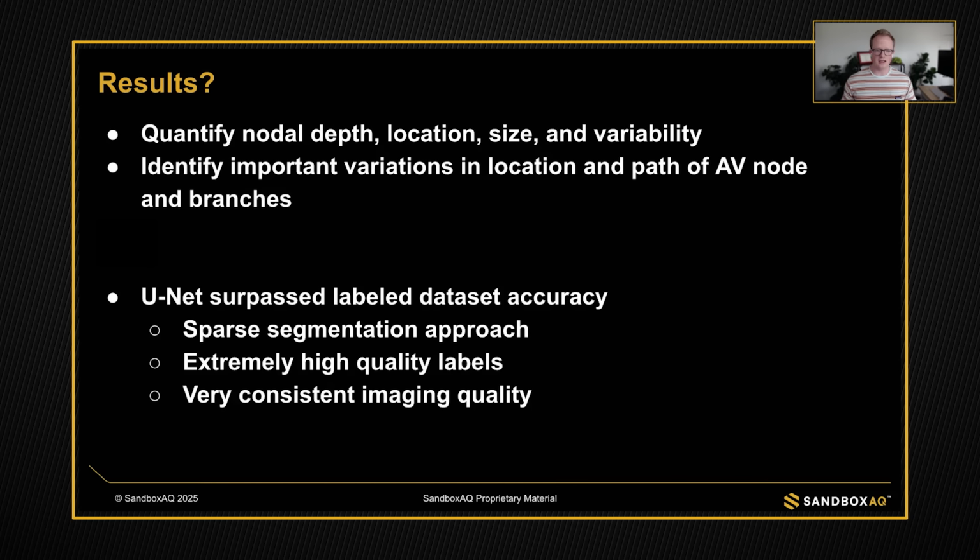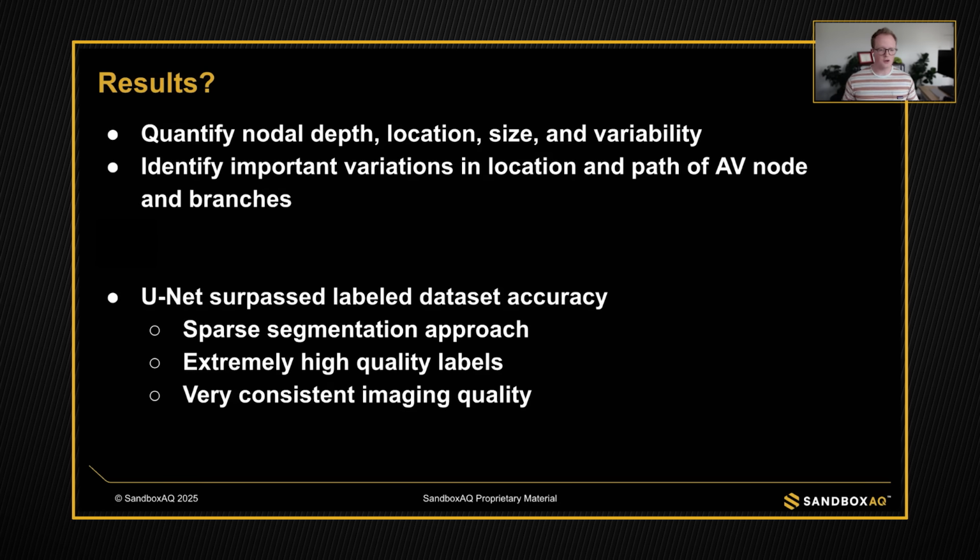So some of the takeaways here were that, using this method, we are able to quantify the nodal depth, the location, the size, a lot of variability very precisely. We were also able to discover important variations in the location and the path of the AV node and its branches, where the right bundle branch would in some cases sit at the surface of the tissue, the inside of the heart, on the endocardium. And sometimes it would dive into the ventricular myocardium more quickly. So we were able to identify these different variations.